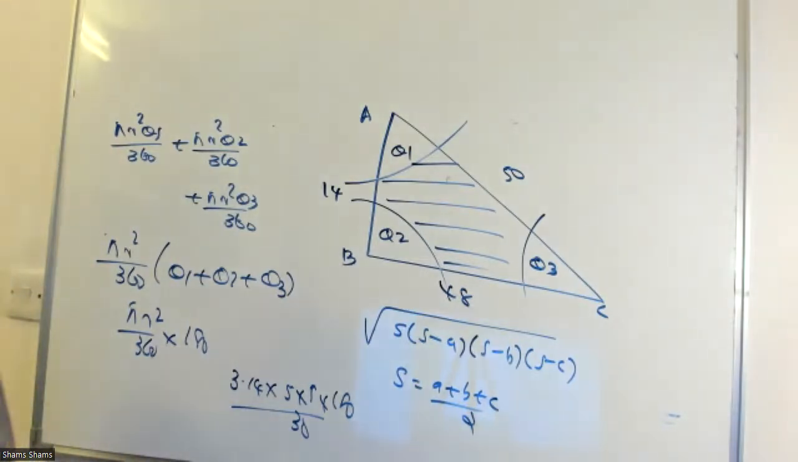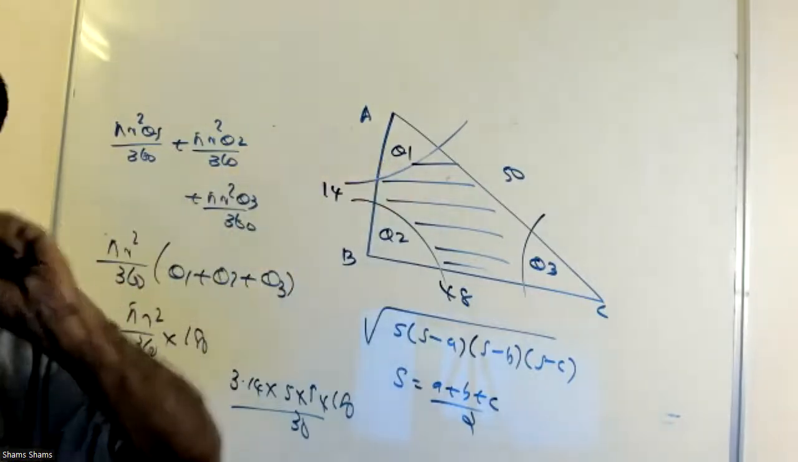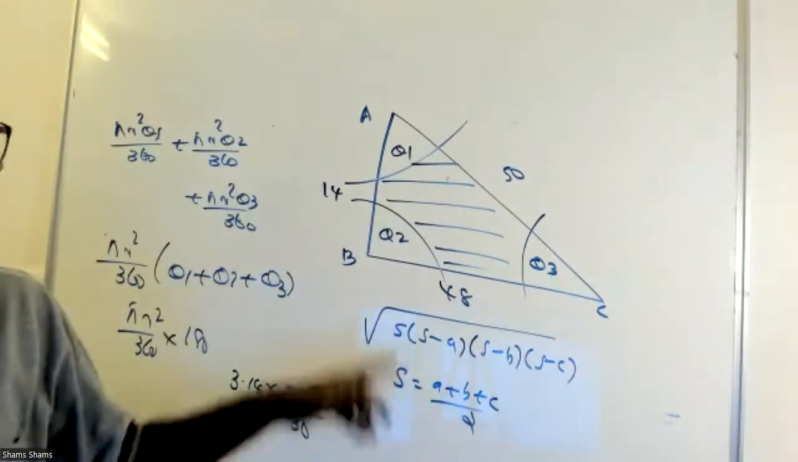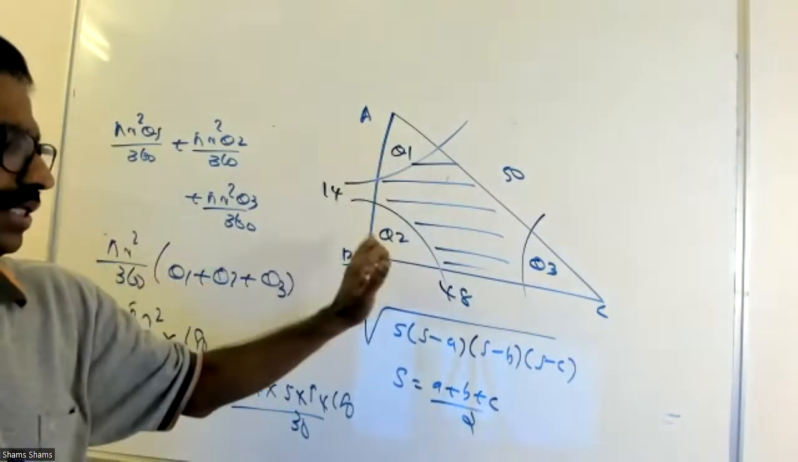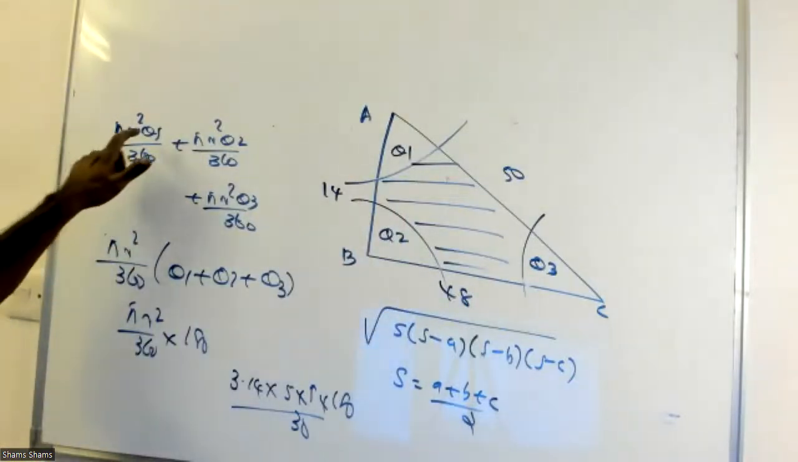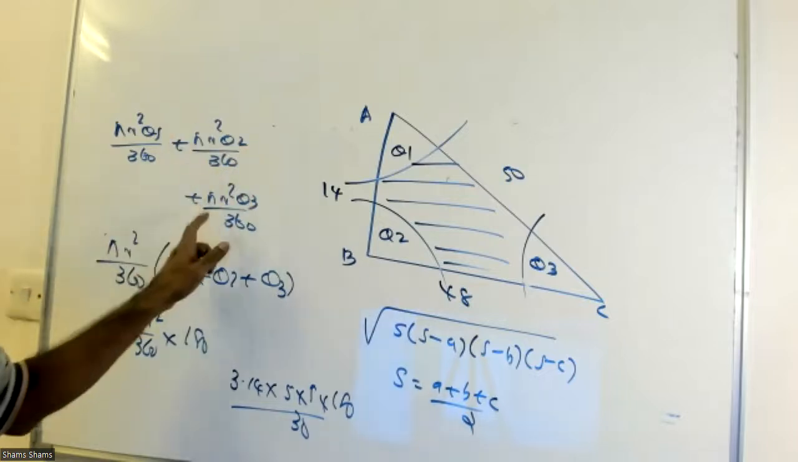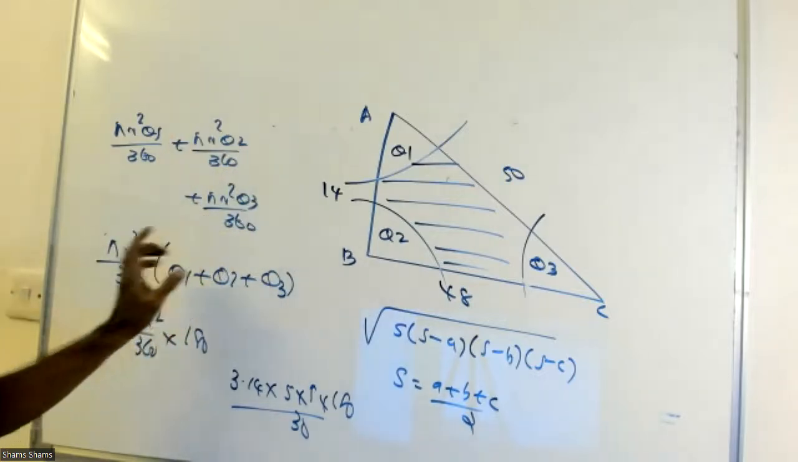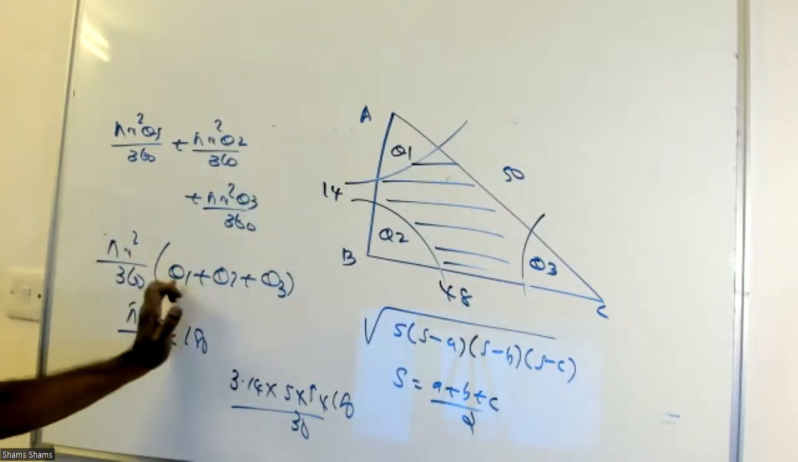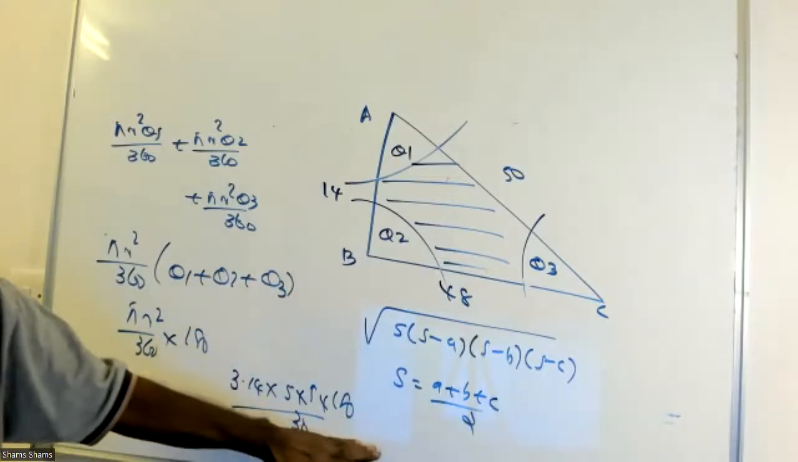Hello, Lena. See, we took this angle theta 1. We don't want exactly what theta 1 is. Here is theta 1, theta 2, theta 3. So pi r square theta 1 by 360, pi r square theta 2 by 360, pi r square theta 3 by 360. Pi r square by 360 outside, theta 1 plus theta 2 plus theta 3, that is 180. So we can find that out.